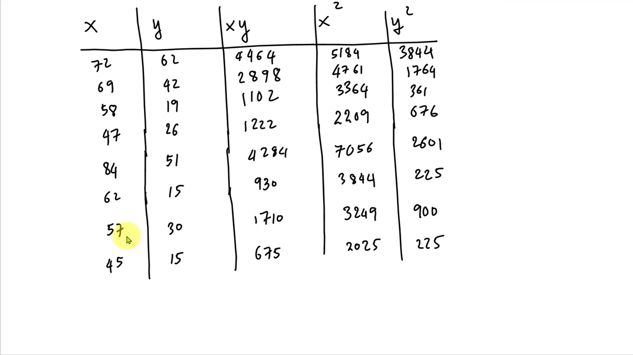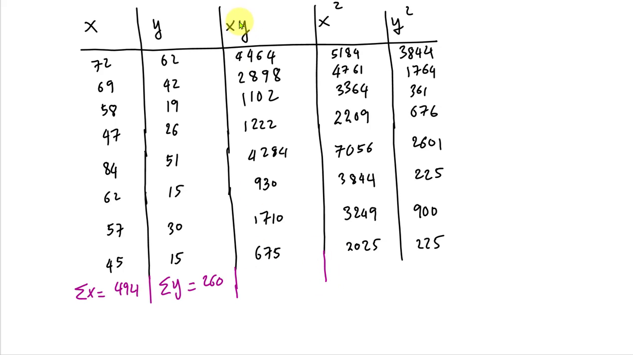Alright, and now in the last row we should find the sum of these columns. So in this first column, I want to find the sum. This is the summation notation. I want to find the sum of the x. That means I'm adding everything here. 72 add 69 add 58 all the way to 45, and I should get 494. And then the same thing, I would find the sum of the y column. So I add all of these values together and I get 260.